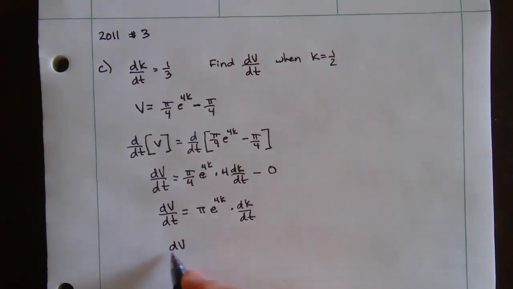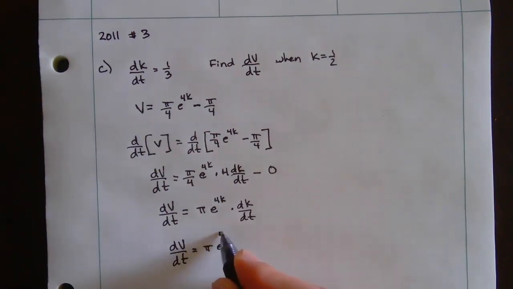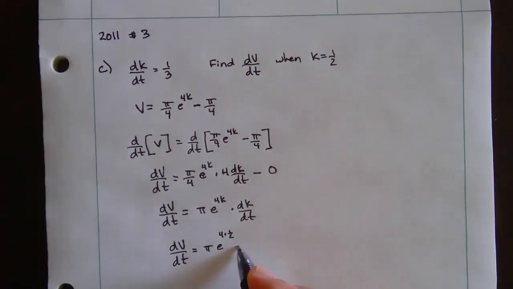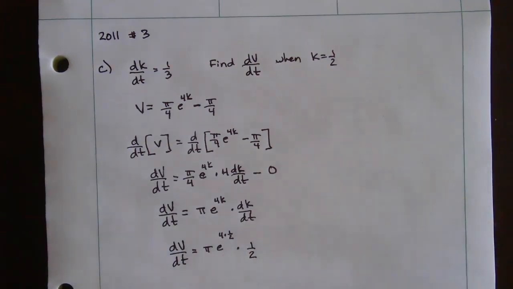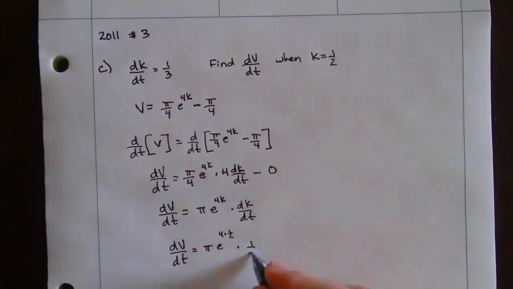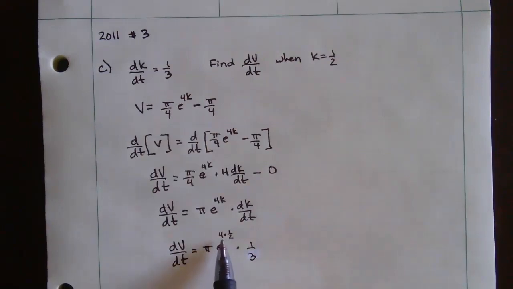So dV over dt is equal to pi e to the 4, and k is going to be 1/2, so 4 times 1/2, and then times my dk over dt, which is 1/3. I know I wrote 2 because I wrote 1/2 a minute ago, right? So 1/3. Half of 4 is 2, so this is pi e squared. So the final answer would be dV over dt is equal to pi e squared over 3.